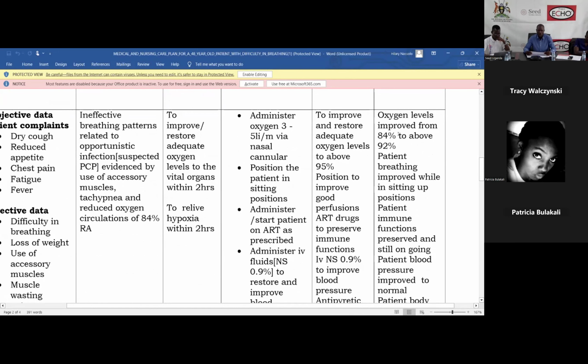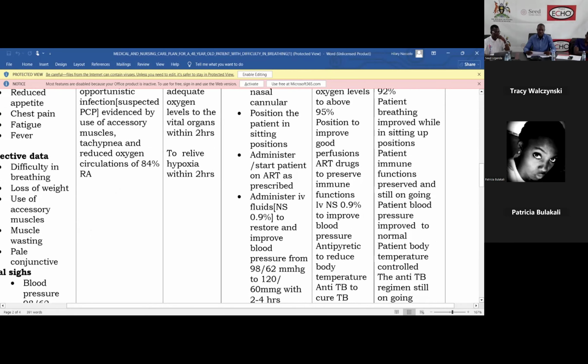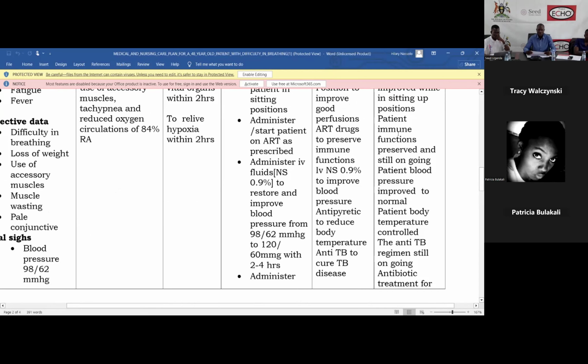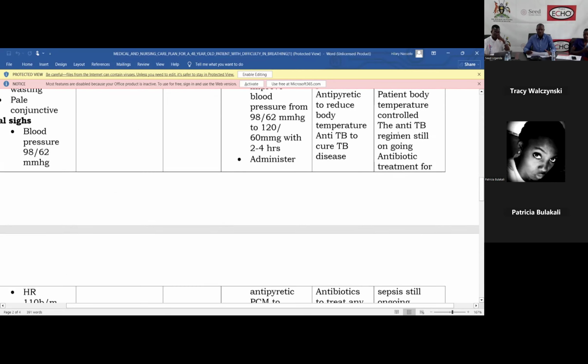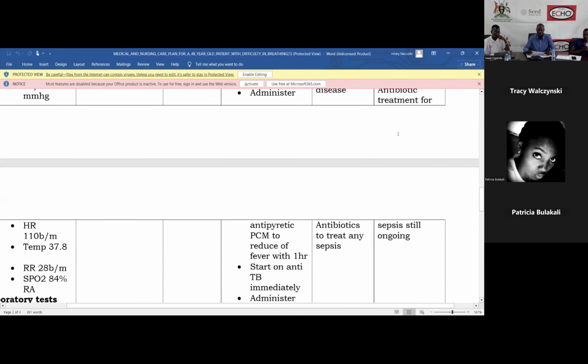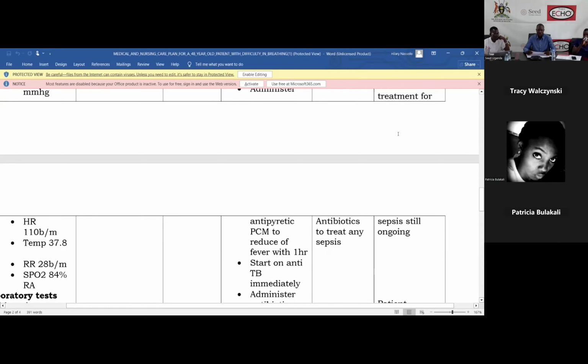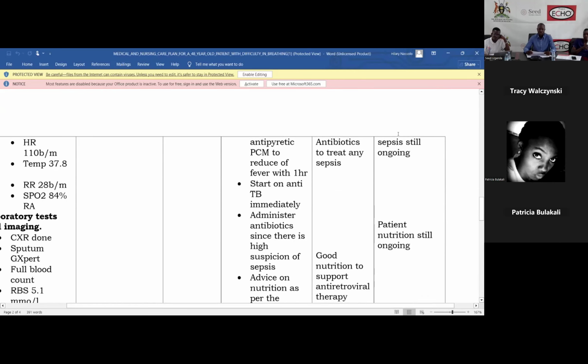And then our worry was somewhere in the blood pressure. Here we're going to access a big bore cannula, and we're going to administer IV fluids, preferably normal saline 0.9%, to restore and improve the blood pressure, from 98/62 to about 120/60 millimeters of mercury within 2 to 4 hours. Next, we're going to give paracetamol, which should be able to reduce our temperature to normal.